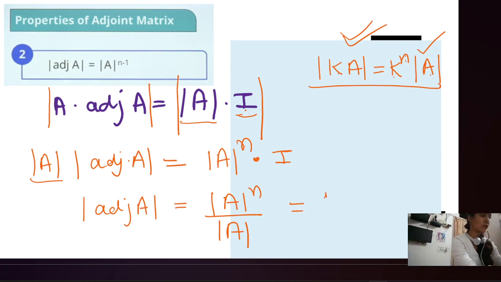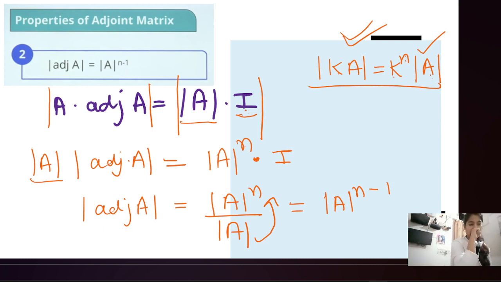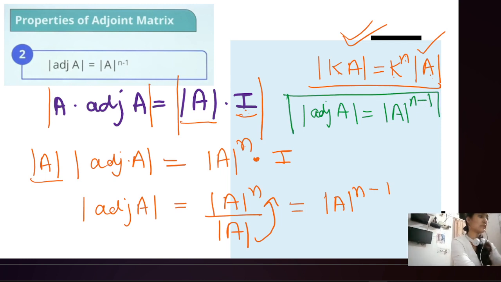So from here we are getting A, determinant of A to the power minus 1. This will come here and get subtracted as per the divisibility rule. Okay. So from here we are getting this one. Hence we can write like this: determinant of adjoint of A is equal to determinant of A power n minus 1. So this is the proof of this property.